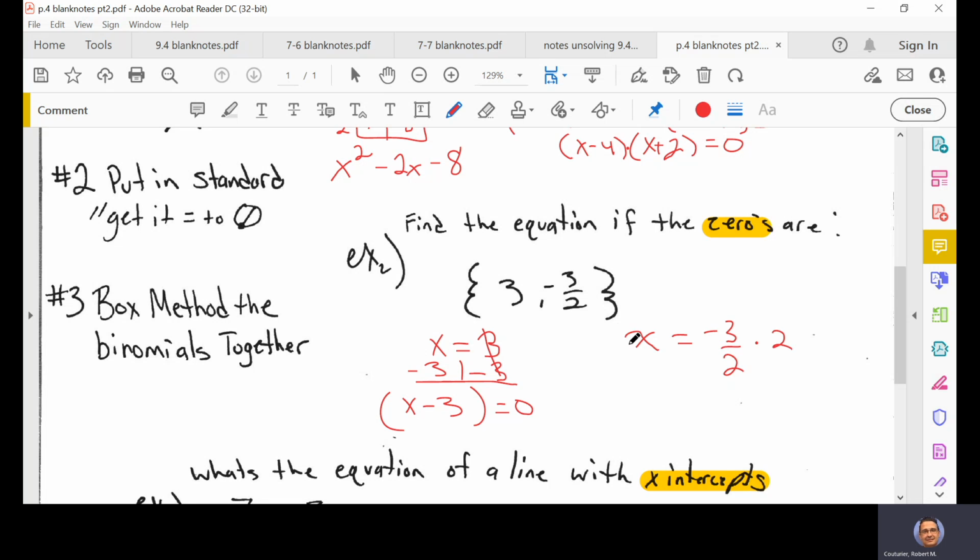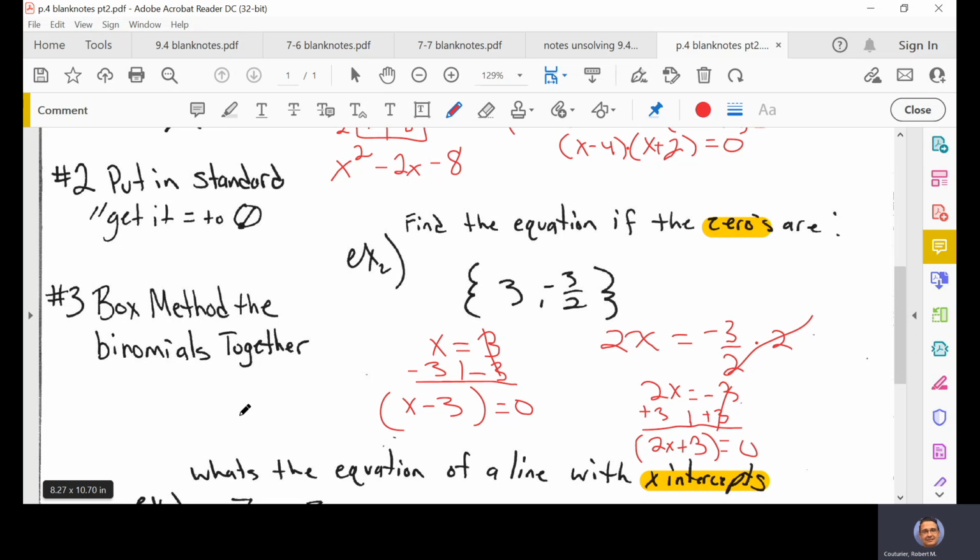We have to multiply by the denominator. That helps us get rid of the fraction. So you have a 2x equals -3. And then what do we do? We add 3 to both sides. Again, be careful because these are not like terms. End up with a 2x plus 3 equals 0. And here's your other factor.